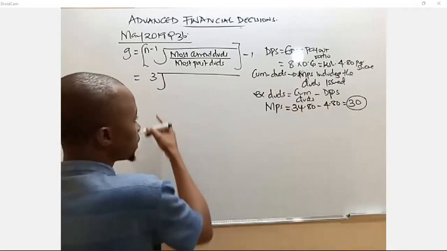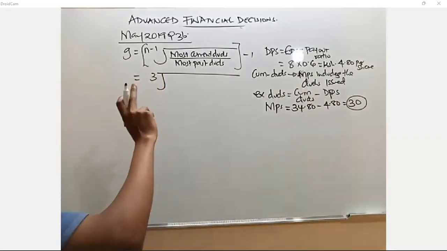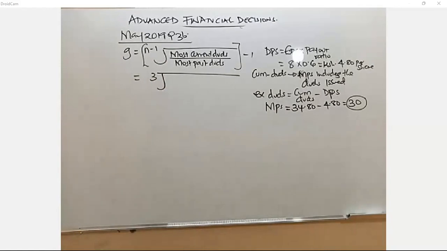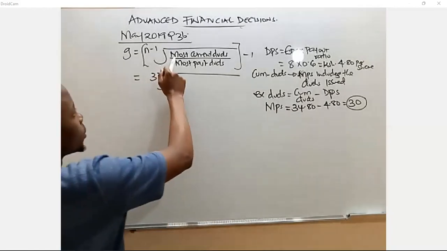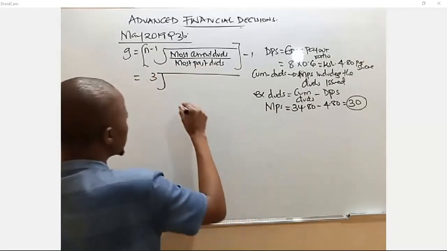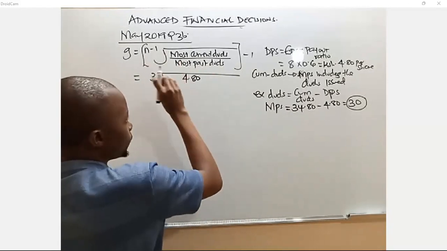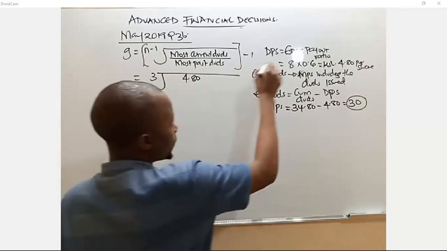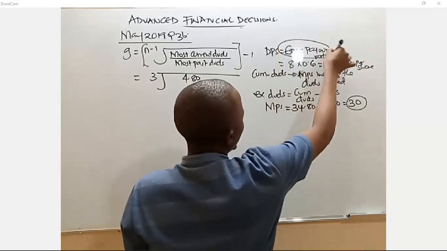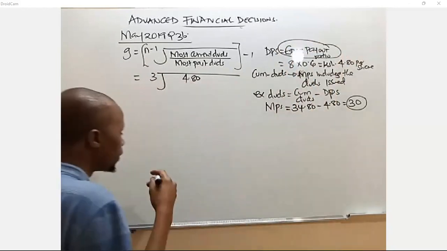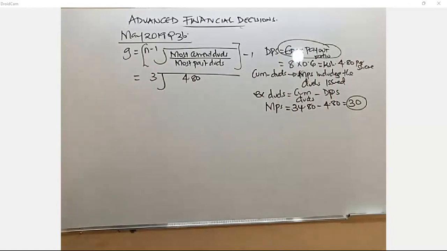Now, let me return to my question. Let me look at the most current dividends. Our most current dividends is 4.80, whether they give it to you or not. If they fail to give it to you, they will provide the tools and all of that.